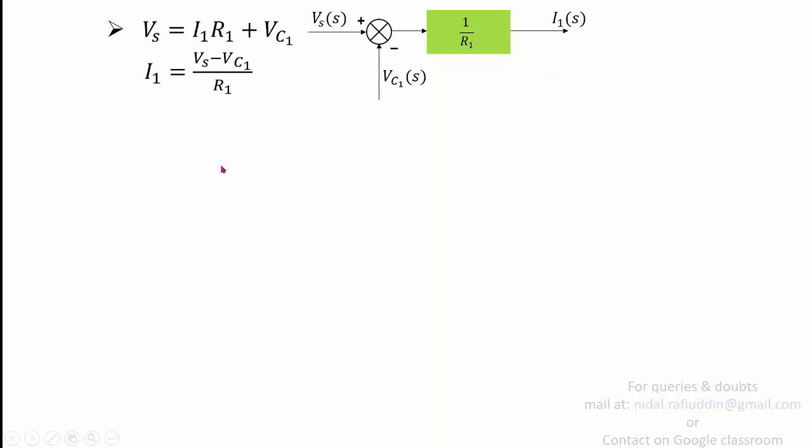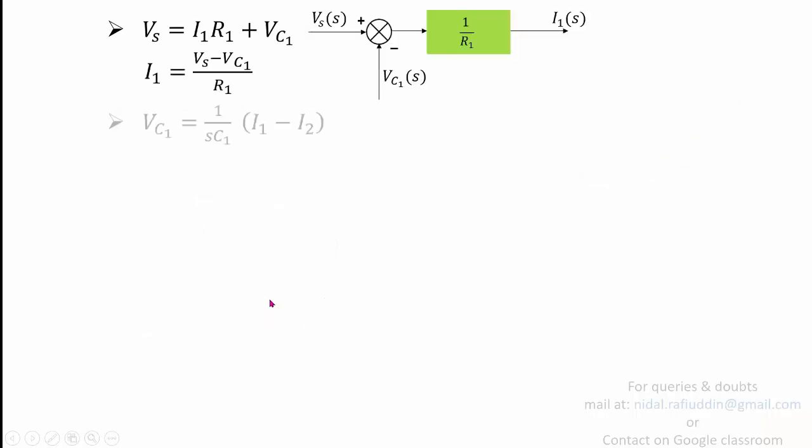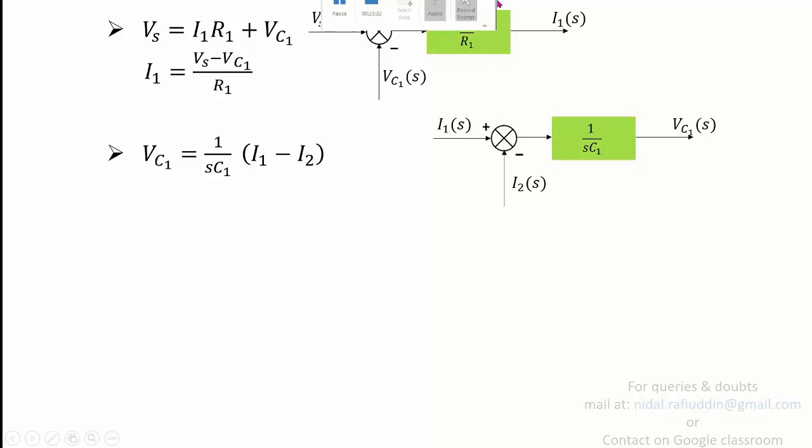Now if you look at equation B, it was Vc1 equal to 1 upon Sc1 times (I1 minus I2). So this is what we obtain in equation B. Using this equation, we rewrite it here and try to obtain the block representation of the same. It says that you have two currents, I1 and I2. Because I2 is being subtracted from I1, we provide these two currents to the comparator in this manner, and then multiply by a block 1 upon Sc1 to give the voltage value Vc1.